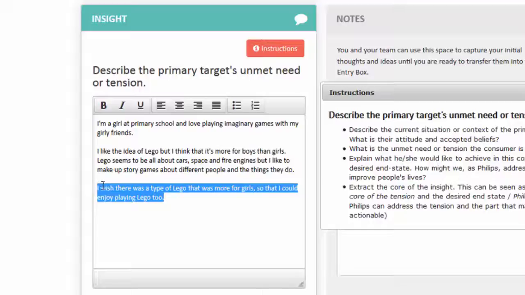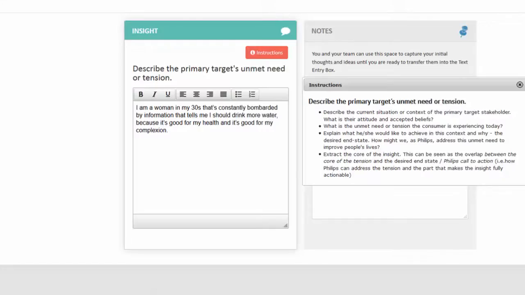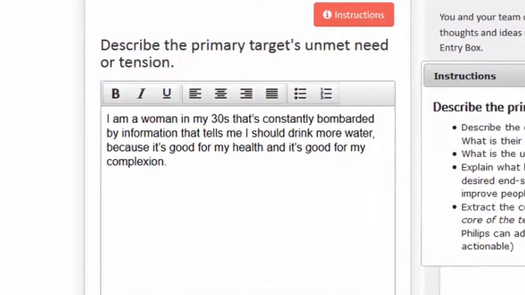So let's look at a real example. I am a woman in my 30s. That's the situation. And I'm constantly bombarded by information that tells me I should drink more water because it's good for my health and it's good for my complexion.